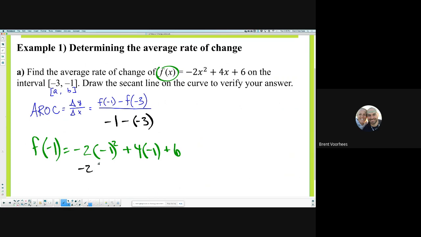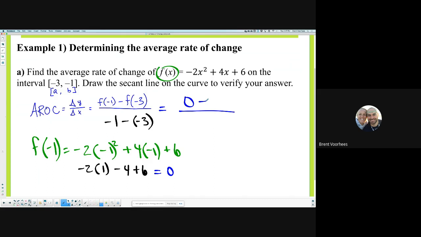Okay, so this will be -2 times a +1 plus, what is 4 times -1? -4. So I'm going to erase that plus and change it to a negative 4 plus 6. Okay, let's simplify one more time. What's -2 times 1? -2. I agree. Minus 4 more, -6. Add 6, 0. That means f of -1 is 0.